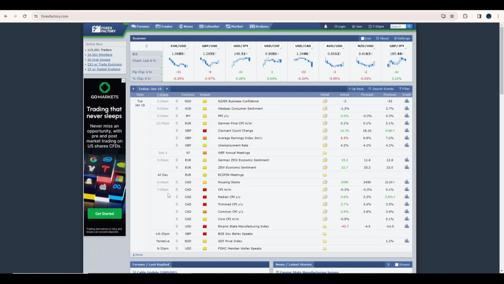So currently in my country at 7 p.m. we have CAD CPI news. So avoid trading at 7 p.m. to 7:30 p.m. and again at 8:30 we had GBP news in red. So we will avoid trading during that time as a beginner.